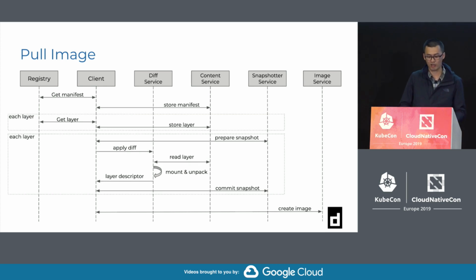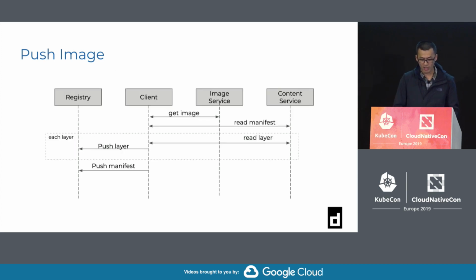So those component services can be reused to do anything. We have the images service and the content service, right? We can combine them to provide a push function. So when you call push, the client will get the image metadata from the images service, then get the manifest from the content service and parse it, get each layer's data from the content service, and push it to the remote registry. So you can see those component services are reusable, right?